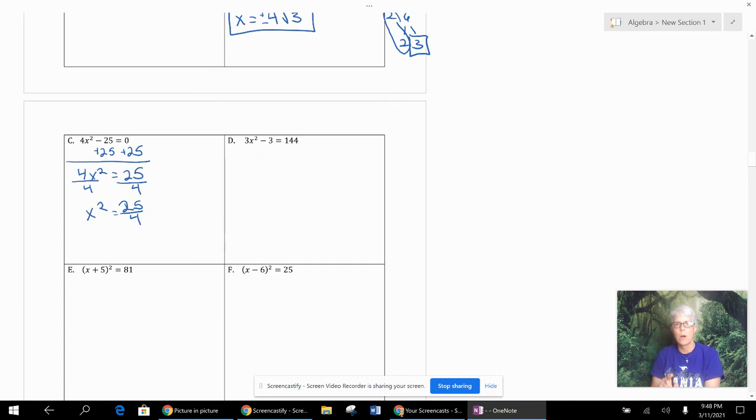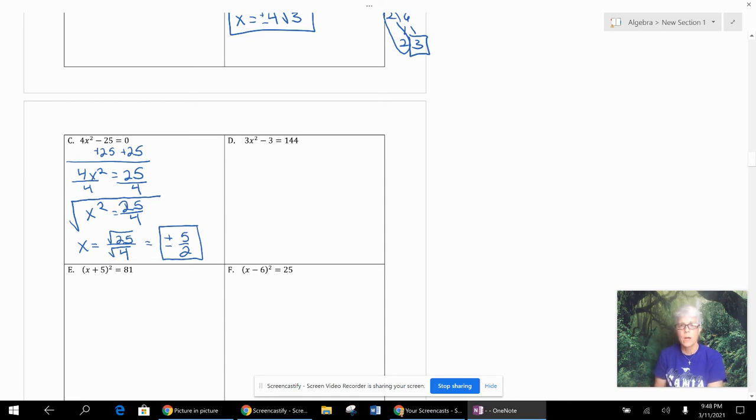Okay, now I'm going to find the square root of both sides. Because I'm lazy, I'm going to make one big old square root over that. So I know that this is now x equals, on the other side, the square root of 25 and the square root of 4. So we know that would be a plus minus 5 over 2.